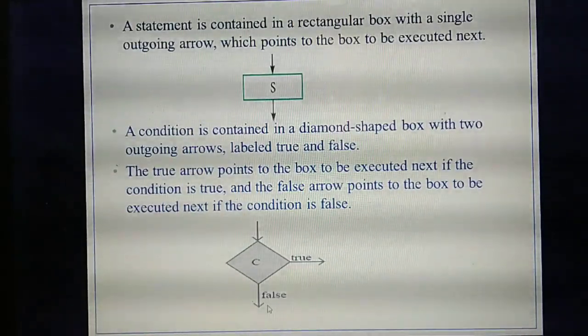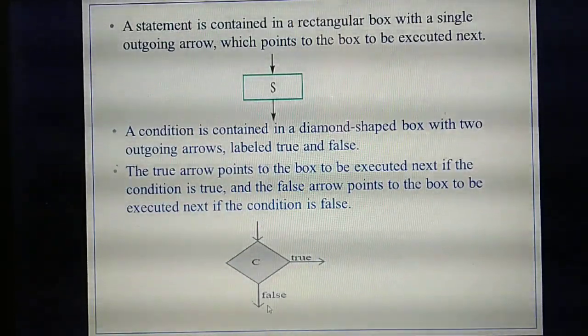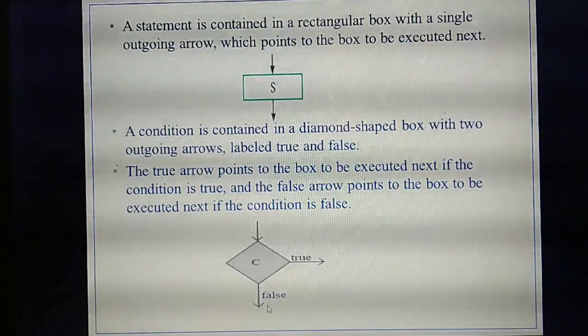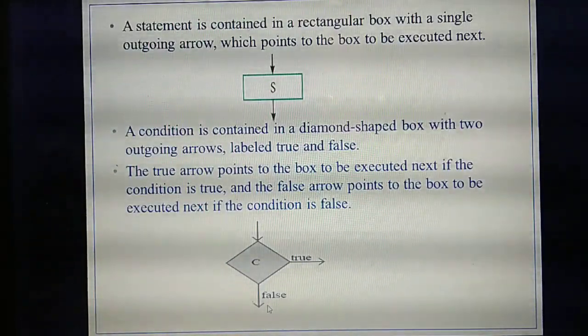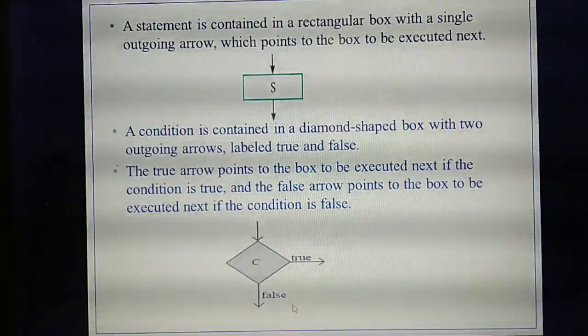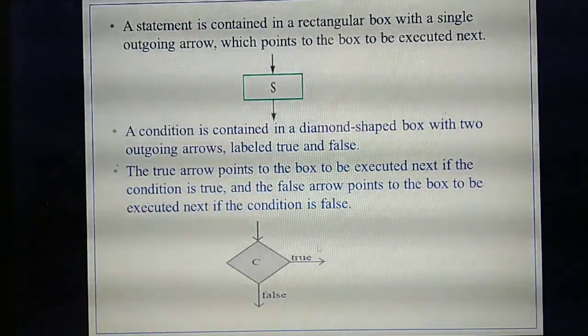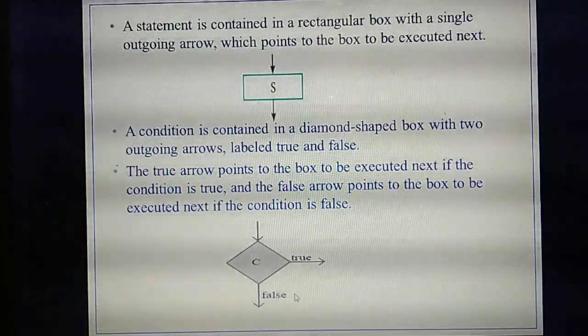Okay. So this is a condition. What's the use of the diamond shaped box? The diamond shaped box will check the condition. How many arrows will be there for this diamond shaped box? Two arrows, two outgoing arrows. That's important. Don't write incoming arrows. It will contain two outgoing arrows. One arrow will be labeled with true and the other outgoing arrow will be labeled as false.